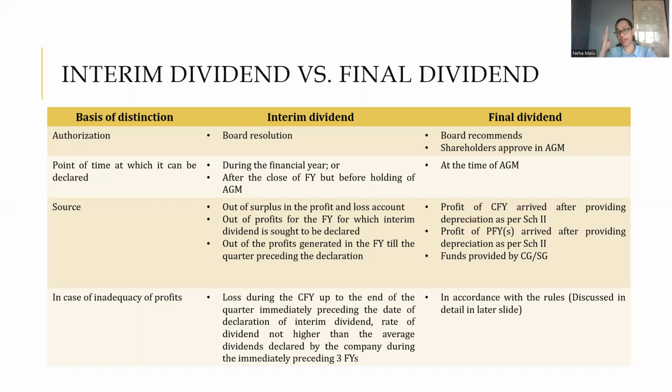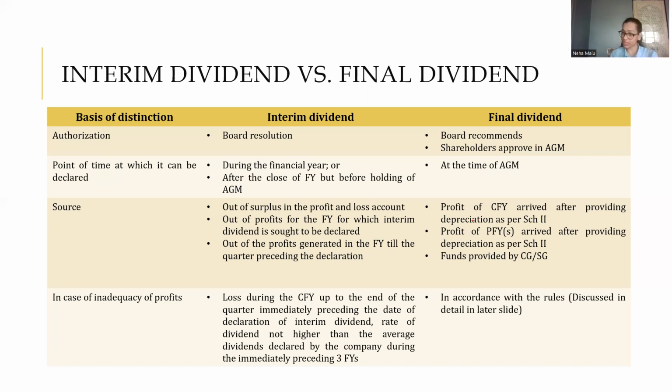Next, moving ahead to the final dividend. In case of final dividend, the board recommends the declaration of final dividend, which is subsequently approved by the shareholders in the AGM. Next, final dividend can be declared only at the time of the AGM. It cannot be declared after that or before that.